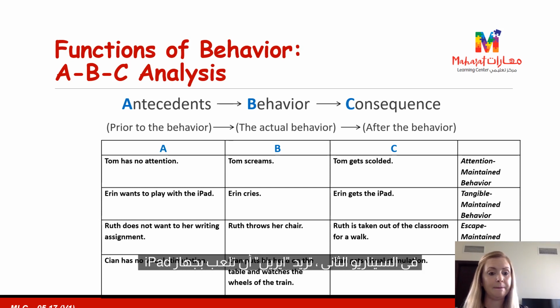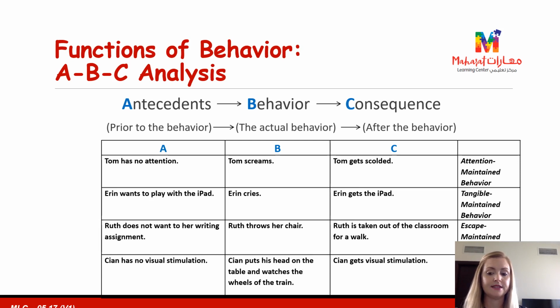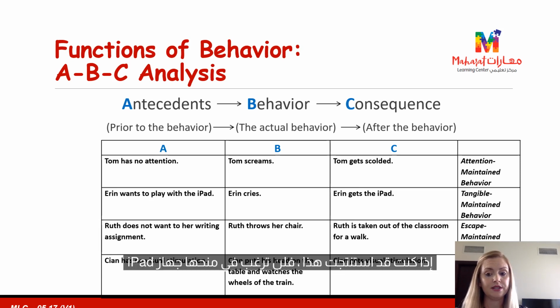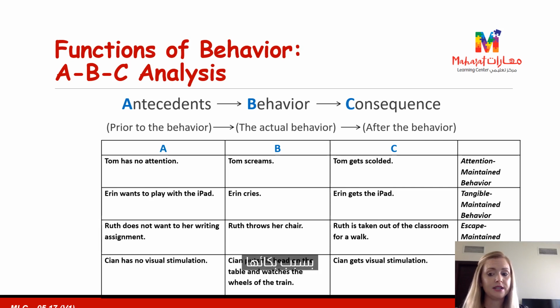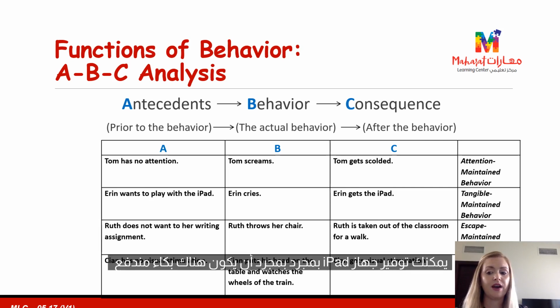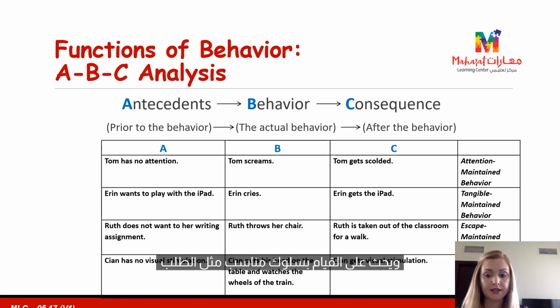In the second scenario, Erin wants to play with the iPad. When she cries, someone immediately gives her the iPad. Again, if you see this scenario happening over and over again, you might conclude that Erin's behavior of crying is occurring primarily to gain access to tangibles. If you did conclude this, then you would not want to give her the iPad for crying. You could provide the iPad once there's been a pause of crying and prompt an appropriate behavior, such as requesting it. If Erin does not know how to request the iPad, you would immediately put in a procedure to teach her how to request things.